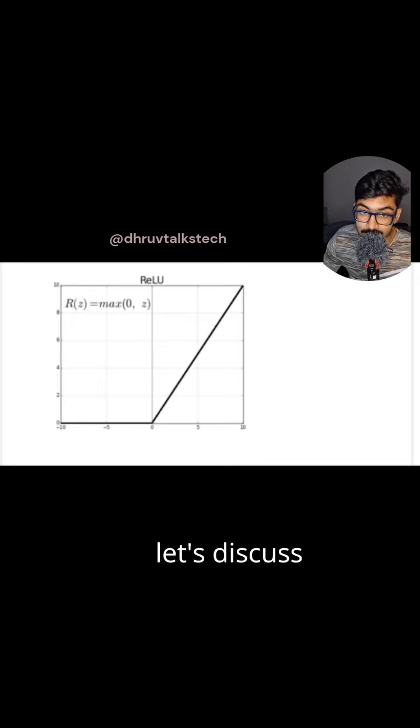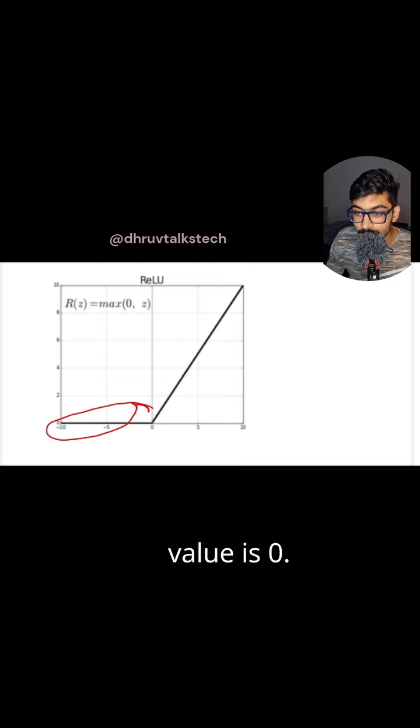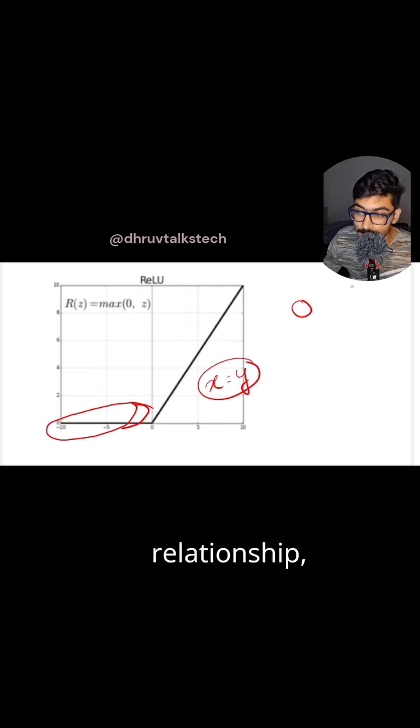And well, now let's discuss the third one. This is the ReLU function. The differentiation is always binary. So in the left-hand side part, where the value is 0, the differentiation is always going to be 0. And in this part, where x is equal to y and following a linear relationship, the differentiation is always going to be 1.